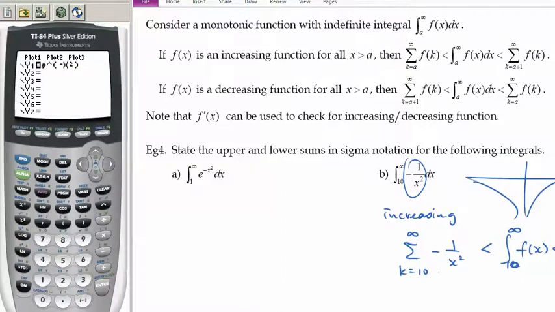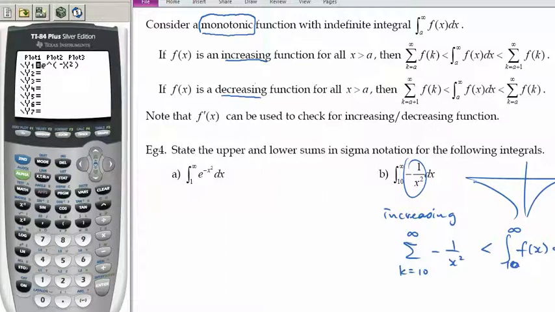So for example 4a, to state the upper sum and the lower sum using sigma notation, we want to first of all check if the function given to us is a continuous function with a monotonic property. Monotonic property means that your function is either increasing or decreasing. So the slope maintains either positive or negative.